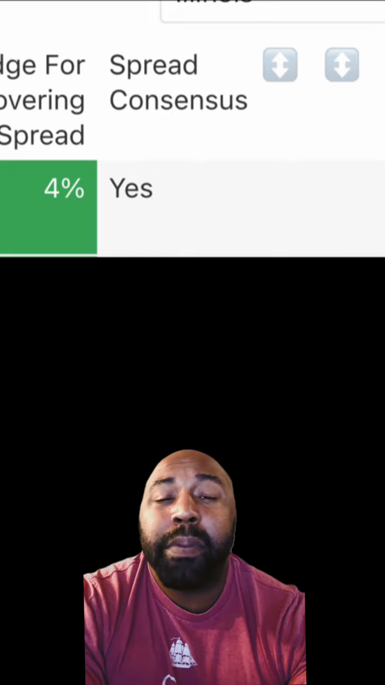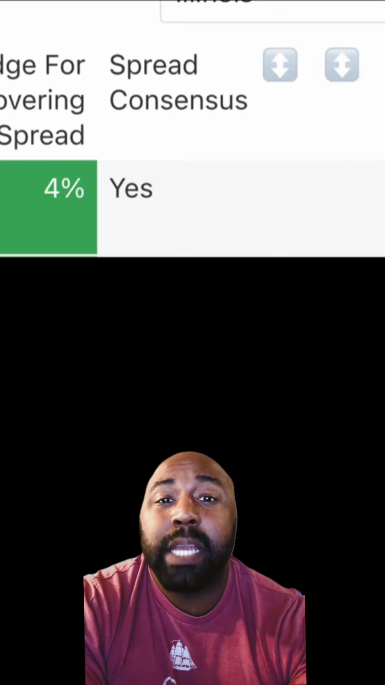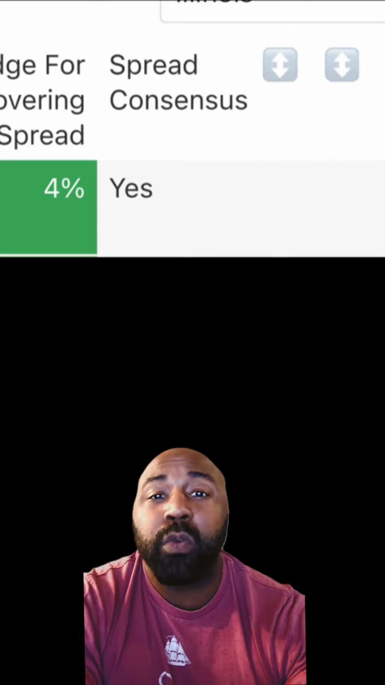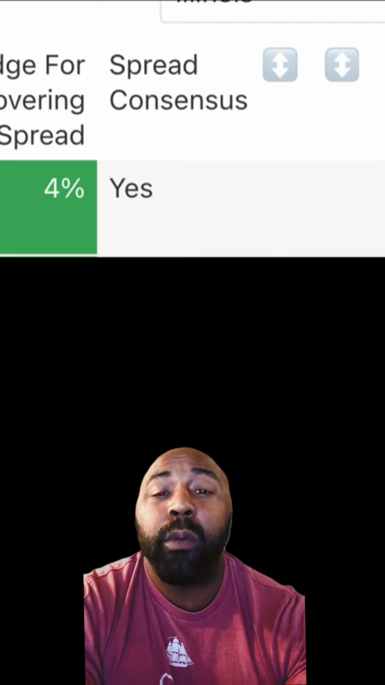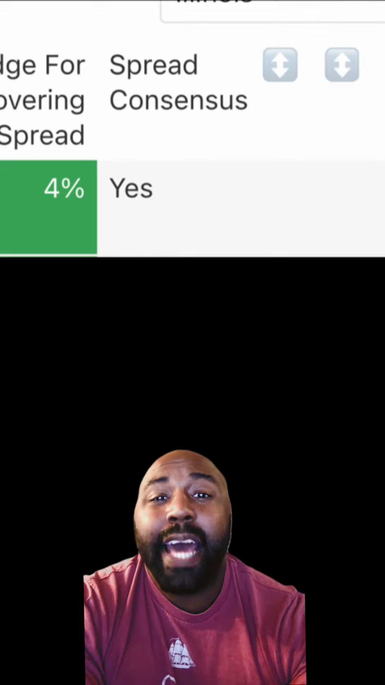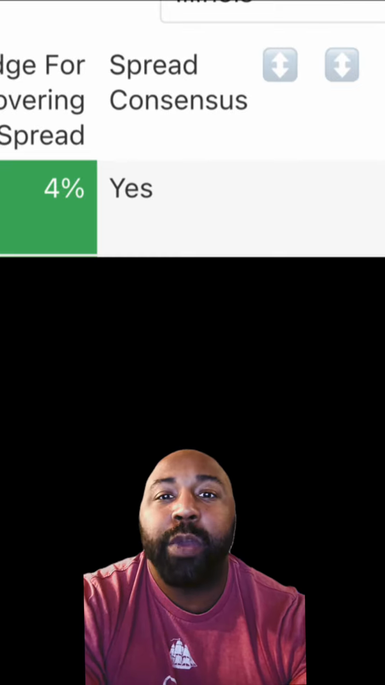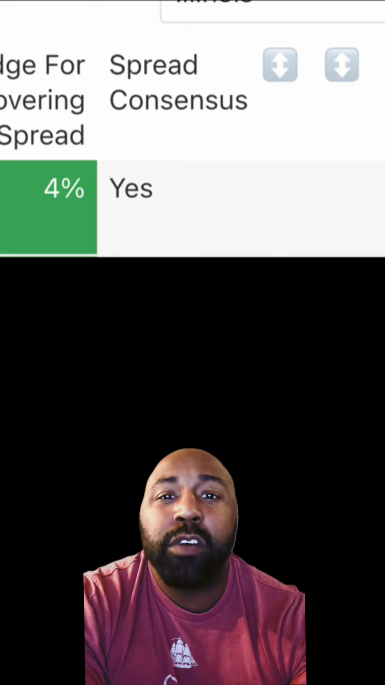But let's say model A predicts Illinois will win by 4, model B predicts Illinois will win by 5, and model C predicts Illinois will win by 6. Now, all 3 models agree on the same side that Illinois will cover the -3.5. And when that happens, you'll see yes in the spread consensus column. So ideally, you're looking for bets where you have an edge and you have yes on the spread consensus.